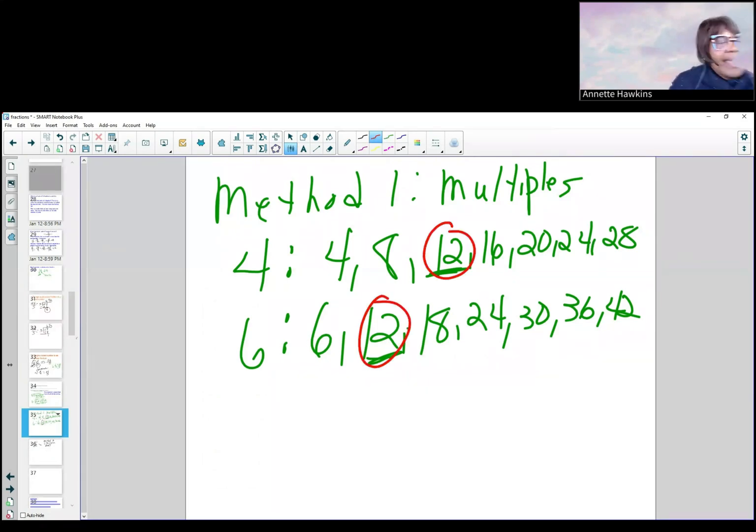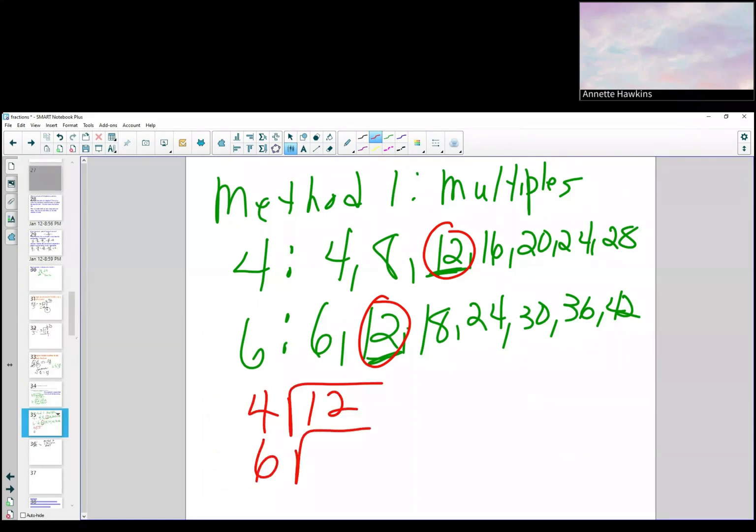All right, so 12 is the smallest number that both of these will divide evenly. See, I was going up to 24. It is true that 4 will divide 24 and 6 will divide 24, but it's too big. That's not the smallest number. Okay, all right, let's continue.